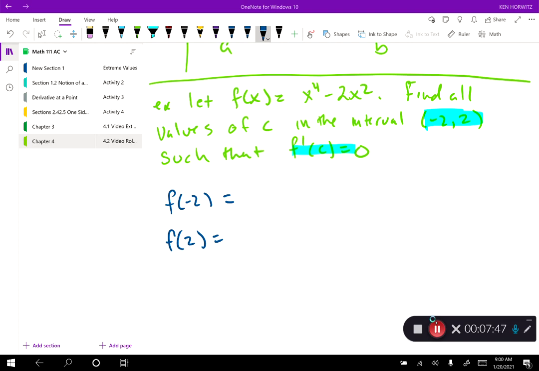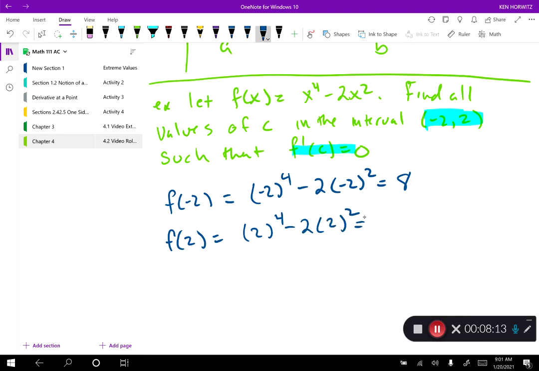All right, so I got (-2) to the fourth minus 2 times (-2) squared, and I got that equaling 8. Make sure you got the same thing. For f(2), I've got 2 to the fourth minus 2 times 2 squared. And we know that it's going to equal 8 as well.